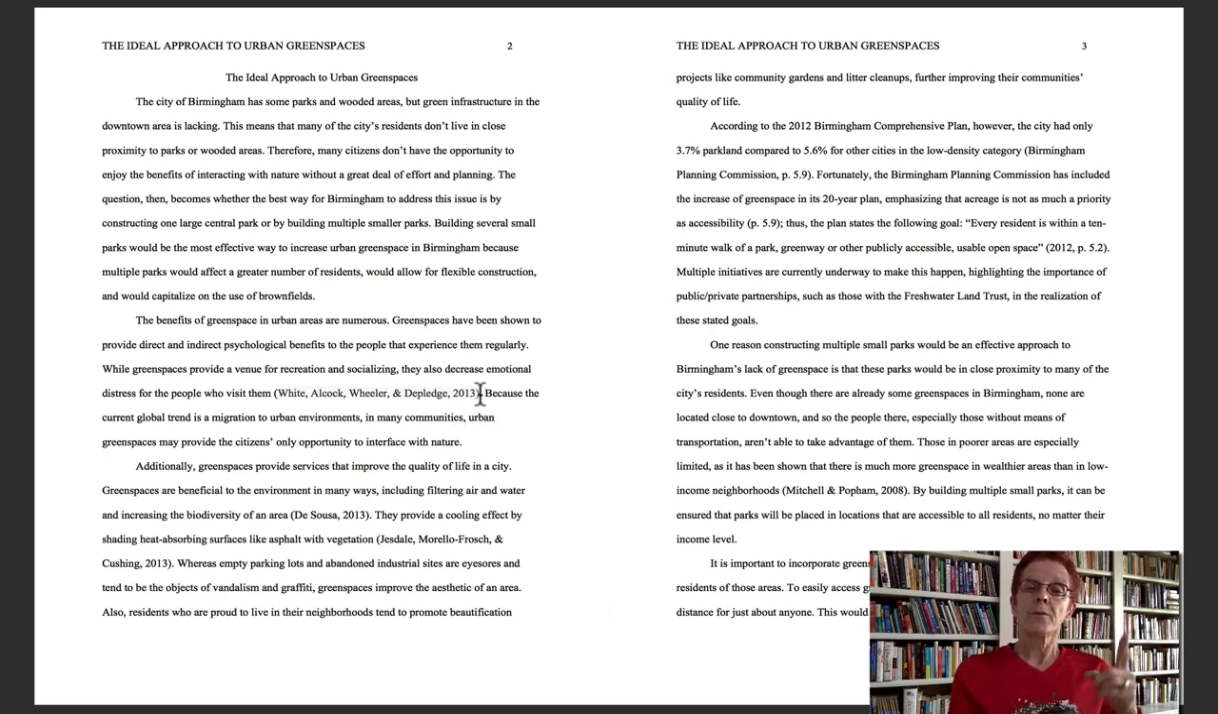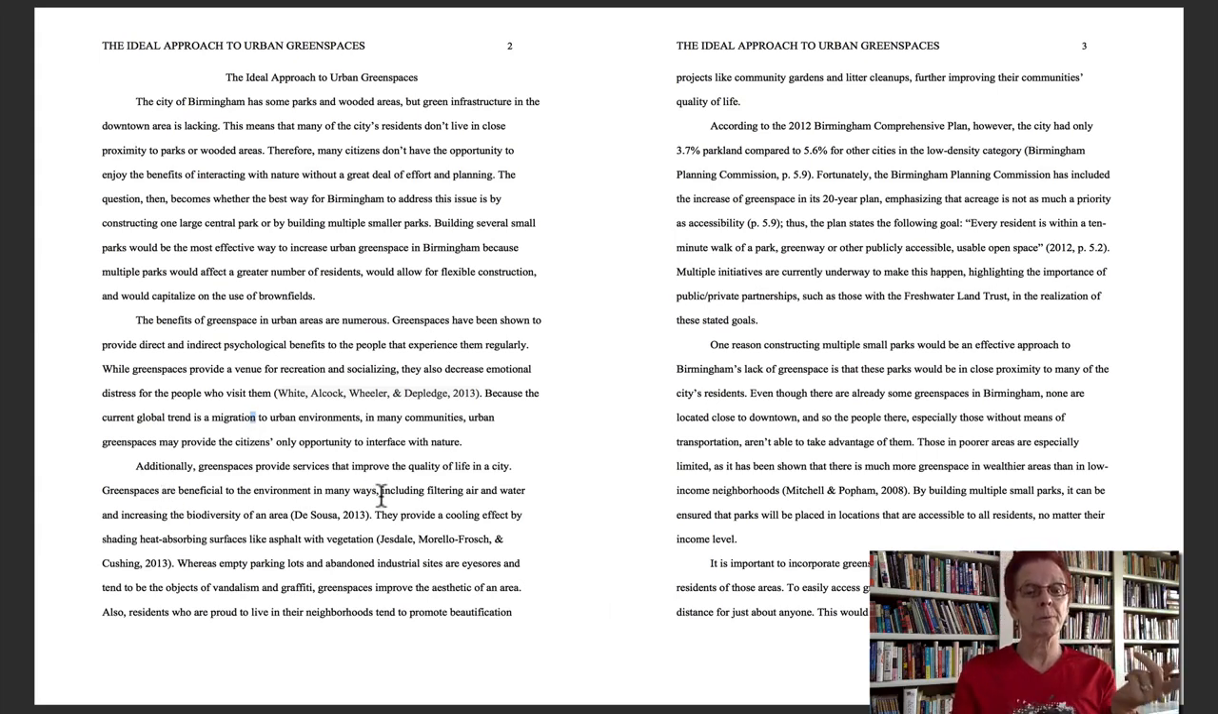And notice, the writer doesn't end with just the credible source. They put, say, because the current global trend is a migration to urban environments in many communities, urban green spaces may provide the citizens' only opportunity to interface with nature. You have to give your analysis of the material you put in there. So you have a topic sentence with your point, then your research, and then your own analysis. So it's like a hamburger bun: your topic, your research, and your analysis.